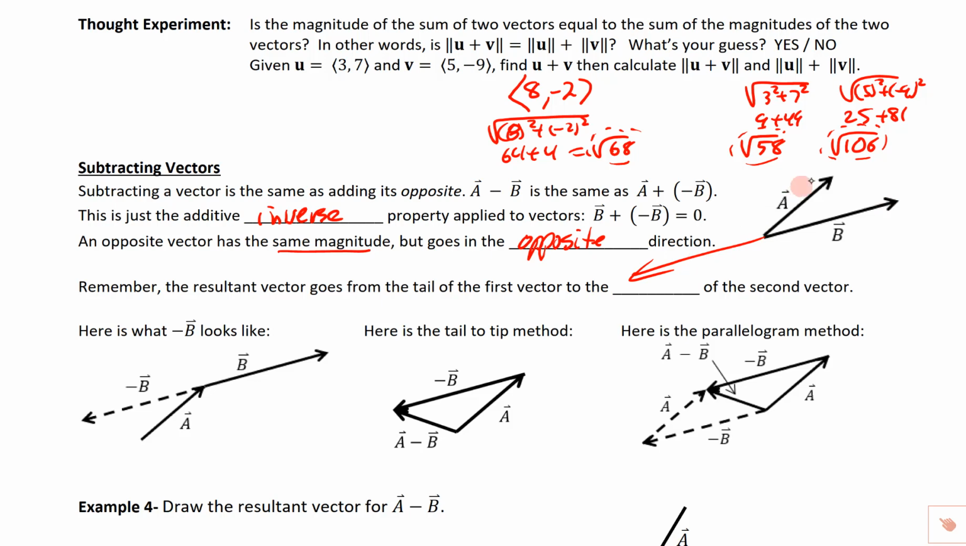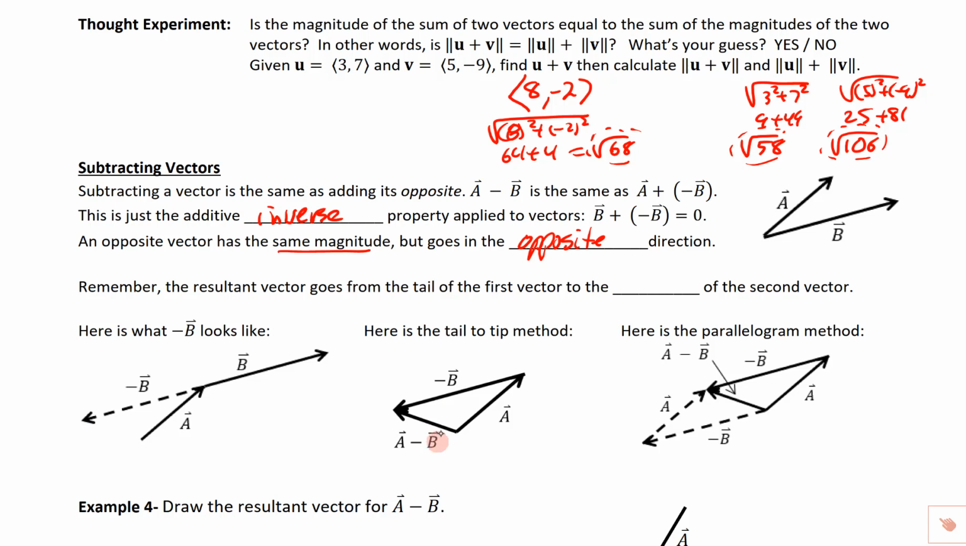Then we would slide this up here. Okay, so there's vector B going in the opposite direction. I've slid it around there. And the end result would go from here over to here. So there is the tail to tip method. So let's look at what that looks like in a diagram. So vector negative B would look like this.